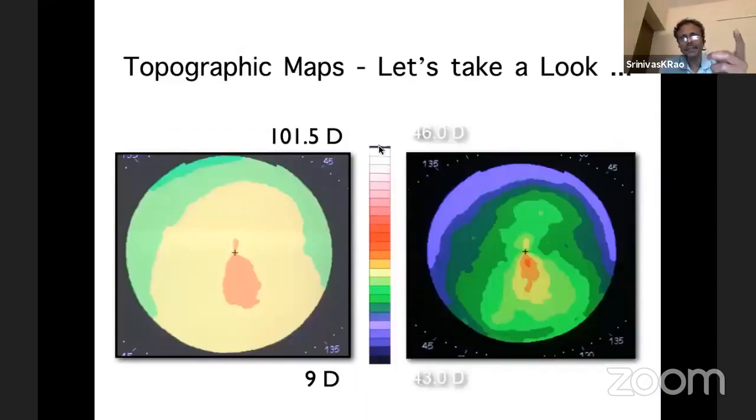The other thing that you must remember is to look at the scale of the topographic map. So this is something called the absolute scale, which was devised by Stephen Kleiss. So it goes from 9 diopters all the way up to 101.5 diopters, and all of these colors each depicts a certain range. Most normal corneas will be in the greens and sometimes in the yellows. Anything less than green, the blues, means the cornea is flatter than normal, and the oranges and red means that the cornea is steeper than normal. This is the absolute scale.